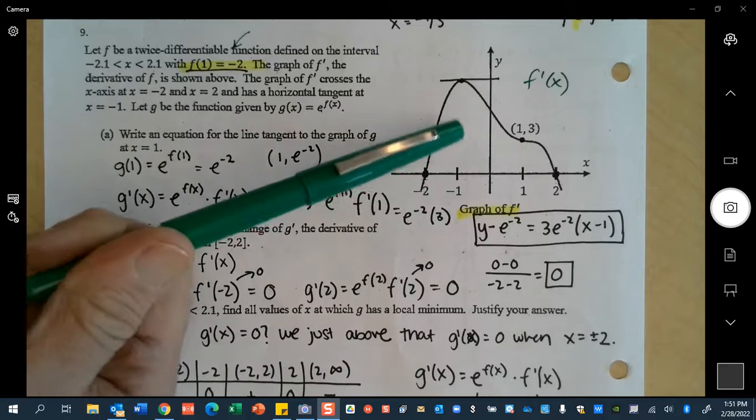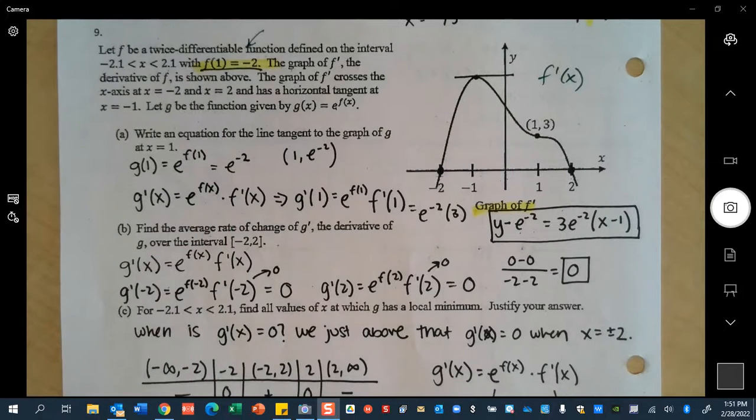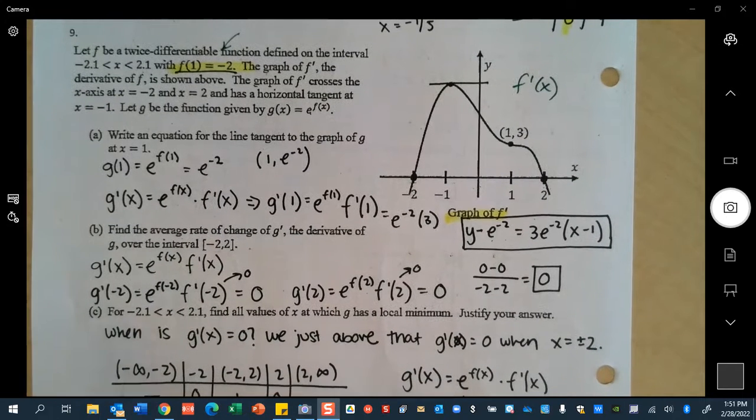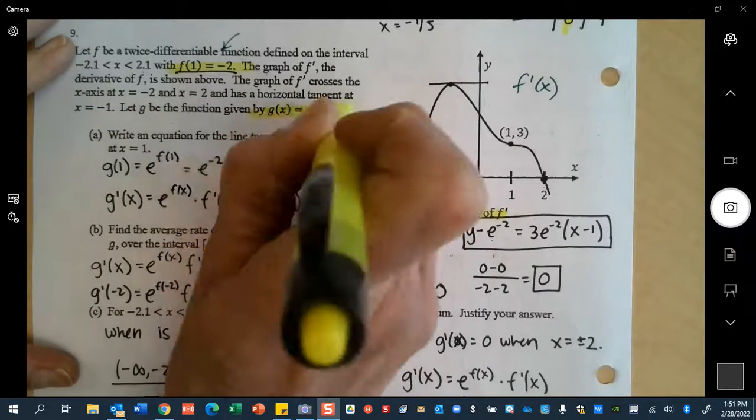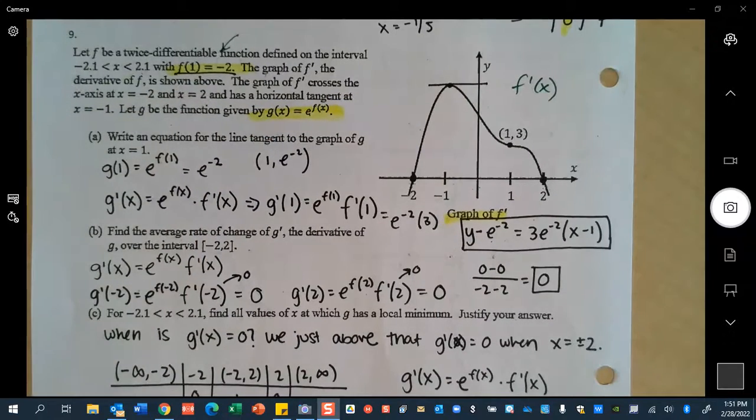And then this graph has that horizontal tangent at x equals negative 1. So g is going to be a new function given by g equals e to the f of x. So whatever output I get from f of x, that's what happens as my exponent on my e. So write an equation for the line tangent to the graph of g at x equals 1.